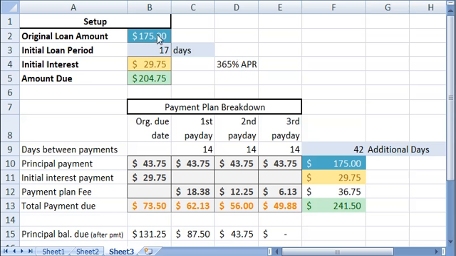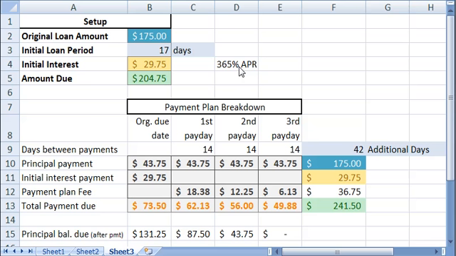But I've set up a very normal loan here that we see, $175 over 17 days. Gets to $29.75 in interest. That's at 365% APR. This is how we calculate our interest. That puts total amount due at $204.75.